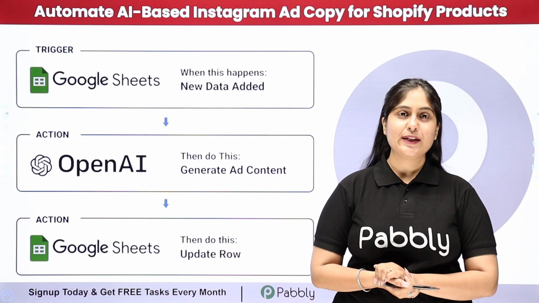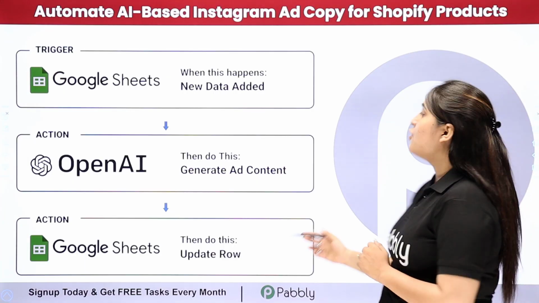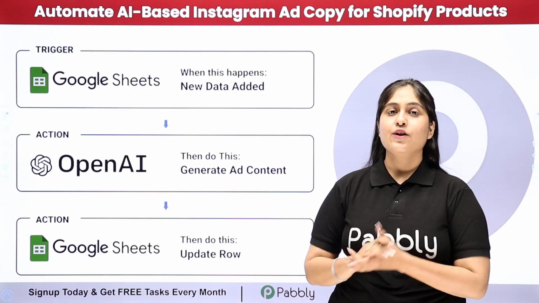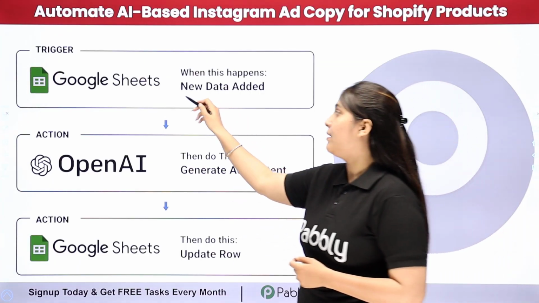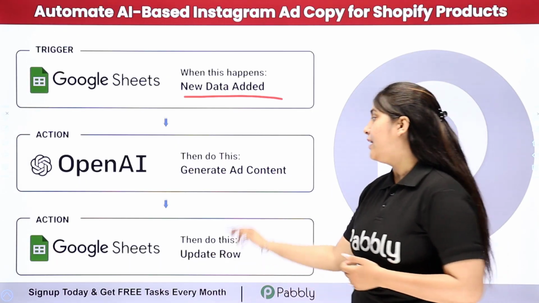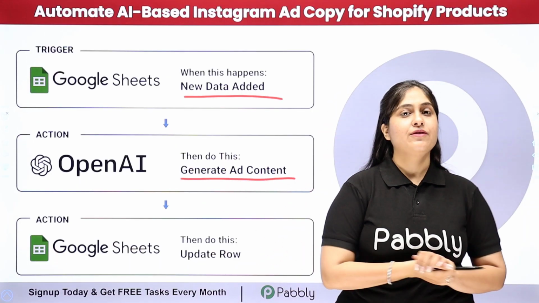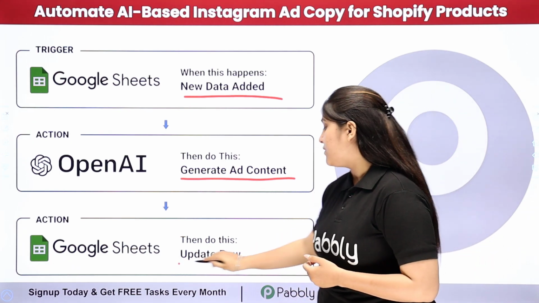In this video, we are going to understand how to automate AI-based Instagram ad copy for Shopify products. So I'm a seller on Shopify, and here my objective is that whenever I add a new product detail in my Google Sheets, then automatically using the details, OpenAI should generate the ad content. And after generating the ad content, that should automatically be added in my Google Sheets under that specific column.